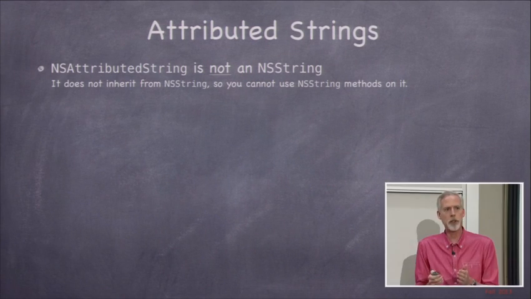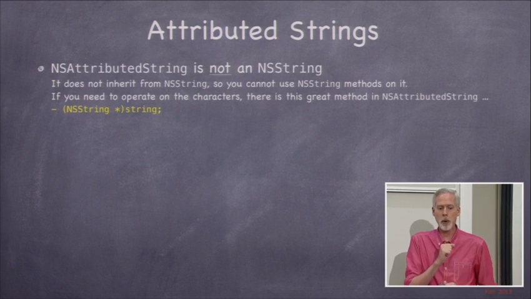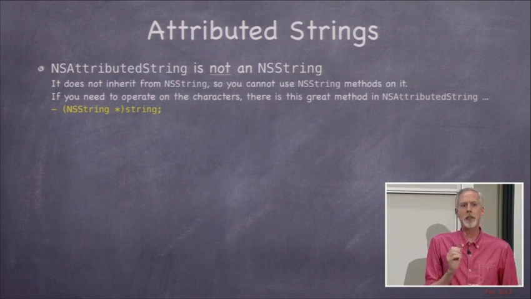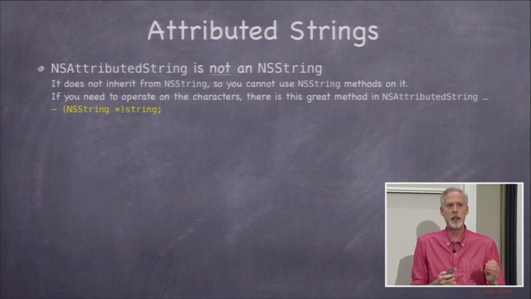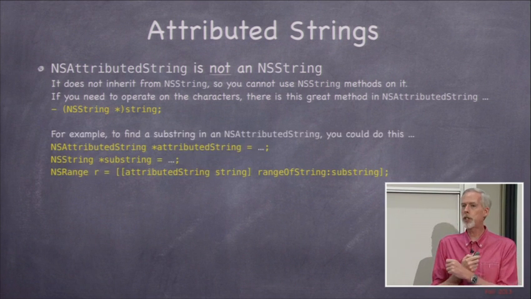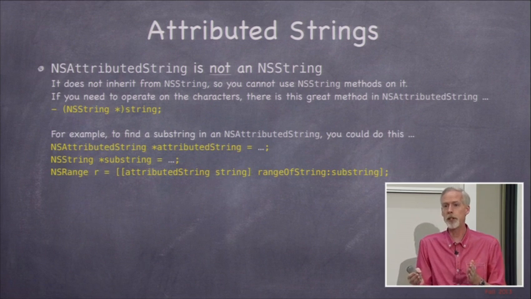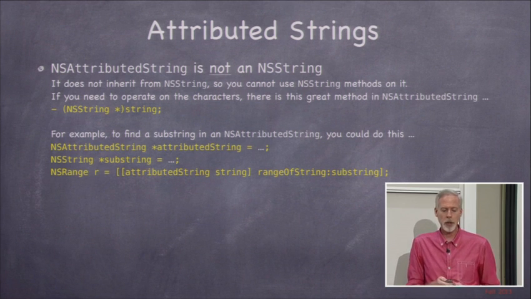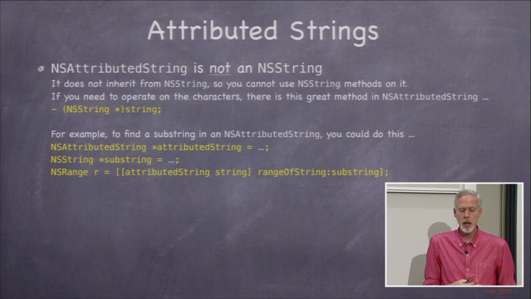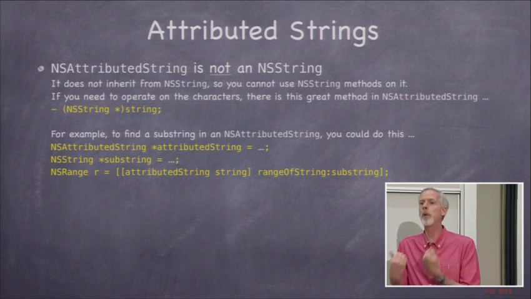So NSAttributedString is not a string, but we want to do string-like things. We want to search for substrings and things like that we do on a string. So there's a method in NSAttributedString, a really important one, called string. And this will return an NSString that you can then search in or do all the string things you want. For example, if we wanted to search, there's a method in NSString called rangeOfString, which returns an NSRange that tells you where a substring is in a string. And so we can just say we have an attributed string lying around, and we're looking for some substring. We just say attributedString.string rangeOfString, and we'll get the range back.